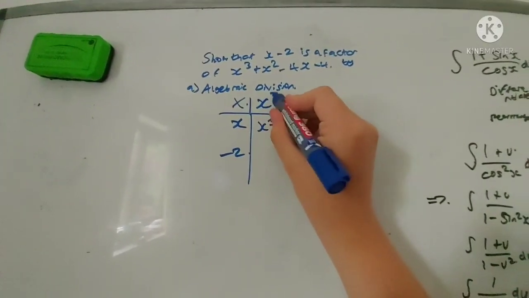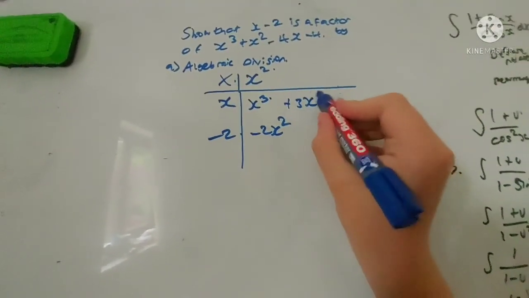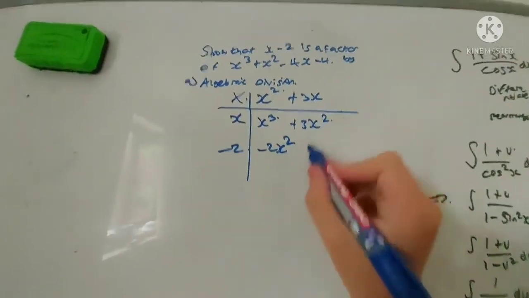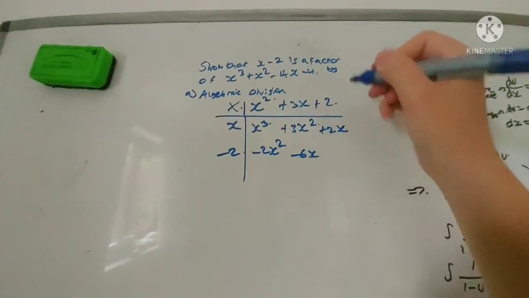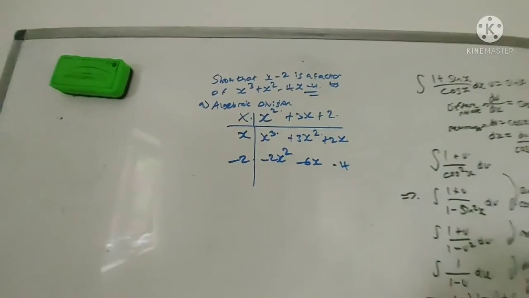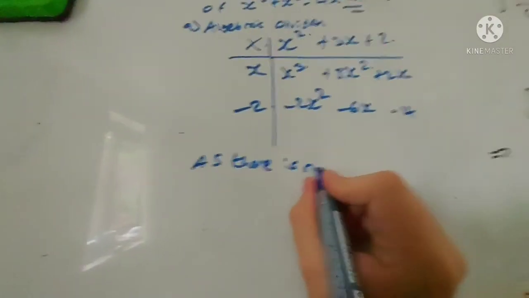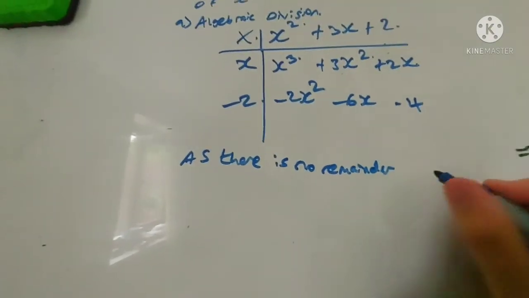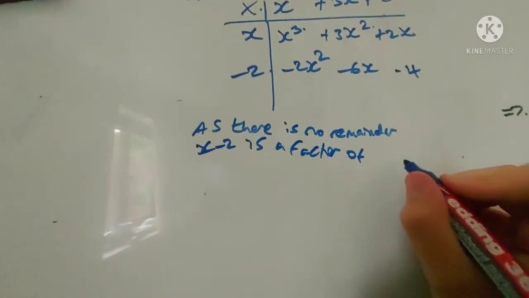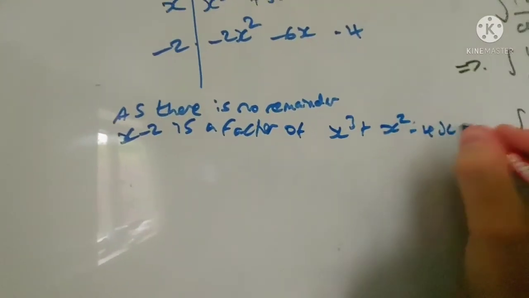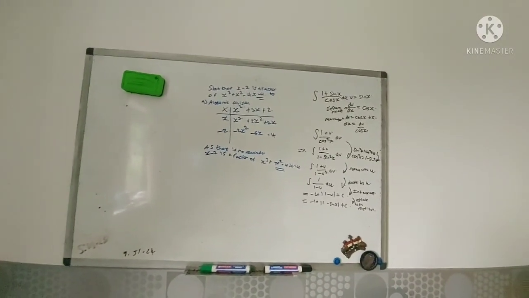X cubed into x will get the x squared, so I can multiply, get minus 2x squared. I want x squared, so I'll have to add 3x squared. Once I add 3x, I get minus 6x. I need to add 2x. Those will combine, so I get plus 2. Plus 2 times minus 2 will give you the minus 4, which is what I want. So, my concluding statement says that as there is no remainder, x minus 2 is a factor of x cubed plus x squared minus 4x minus 4. Okay, and that is how I can do that using the grid method and still get 4 marks for that question.